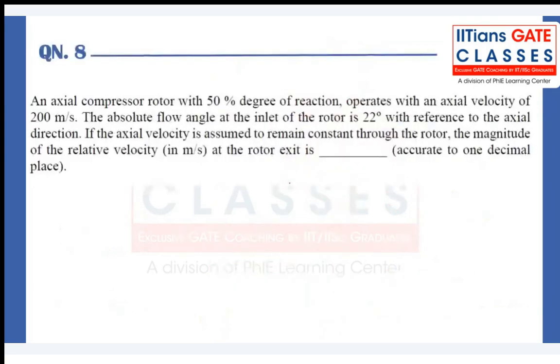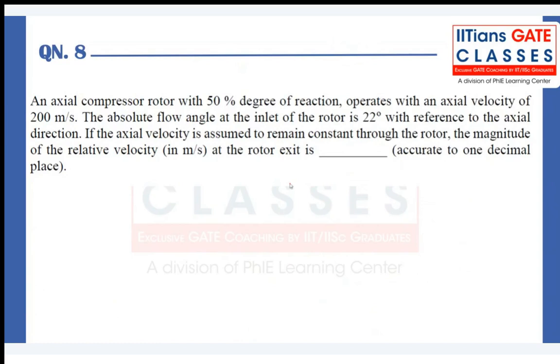Okay, now I have a question on axial flow compressor again. An axial compressor rotor with 50% degree of reaction operates with an axial velocity of 200 meter per second. Absolute flow angle at the inlet of the rotor is 22 degree with reference to the axial direction. If the axial velocity is assumed to remain constant through the rotor, the magnitude of the relative velocity in meter per second at the rotor exit is.